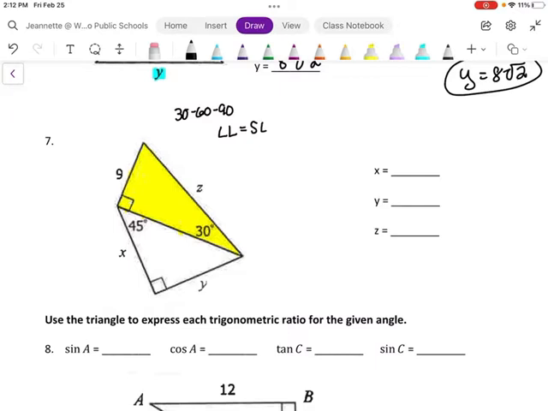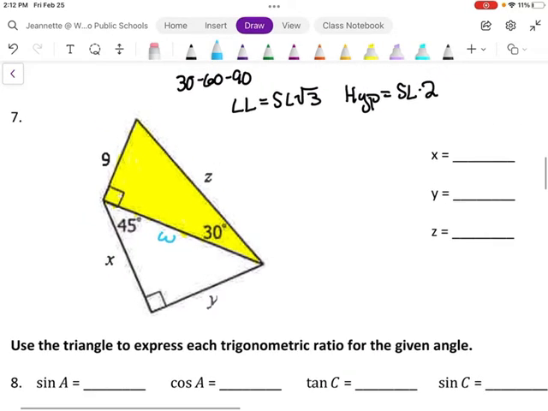So that's going to be, we know the longer leg equals the short leg times the square root of 3. And the hypotenuse is equal to the short leg times 2. So now let's start solving for information. I'm going to make this side a W because it doesn't have a variable, but that side length is going to help us in our final answers. So we're going to find all three sides.